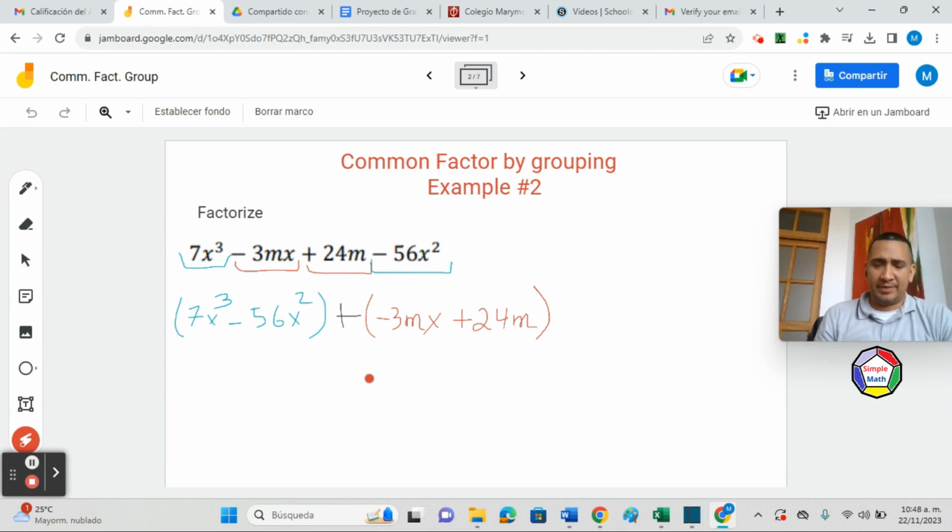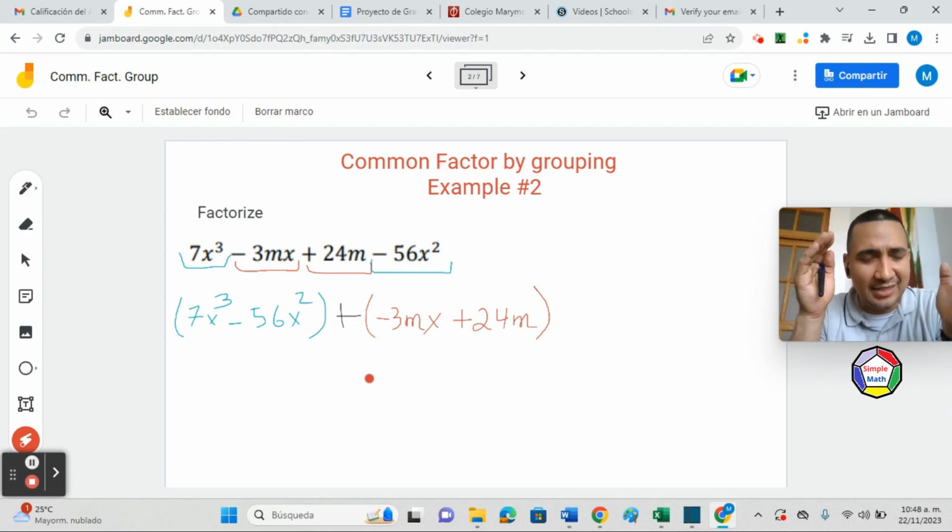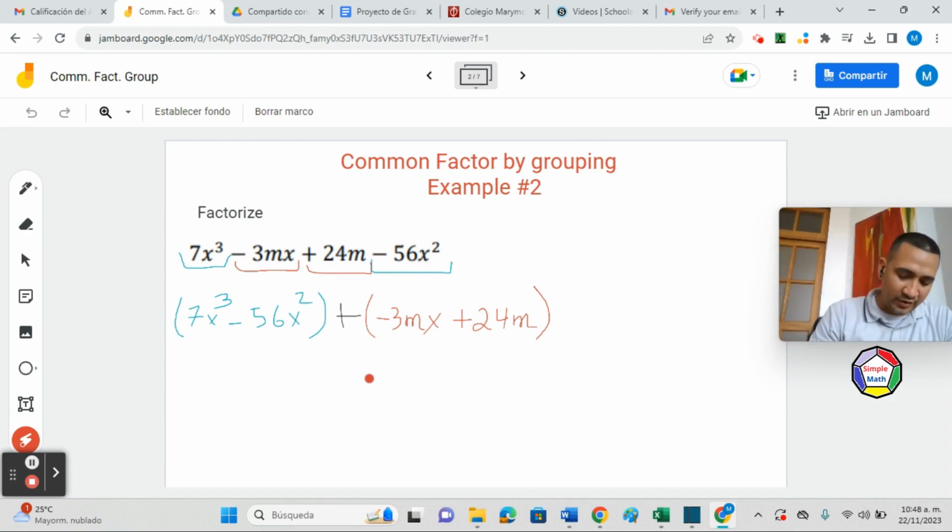What is the next step? The next step is to get the common factor on each parenthesis. So imagine each parenthesis is an exercise of common factor. So let's do two exercises of common factor. Let's begin with the first parenthesis.